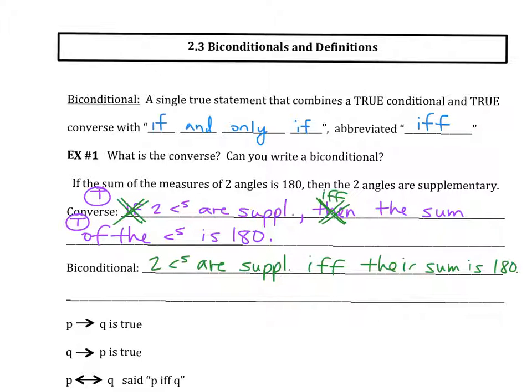Okay, now because it's true both ways, I don't care if you write that biconditional from the original or if you write it from the converse. I did the converse just because it was a little more spaced out and easy to show you, but you could do it right here as well. Take out this if, take out this then, put in the if and only if, and you could say the sum of the measures of 2 angles is 180 if and only if the 2 angles are supplementary. Okay, so the biconditional can come from either the original or the converse. Okay, questions on that?